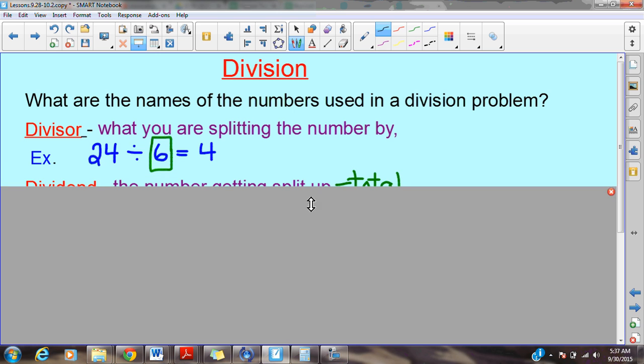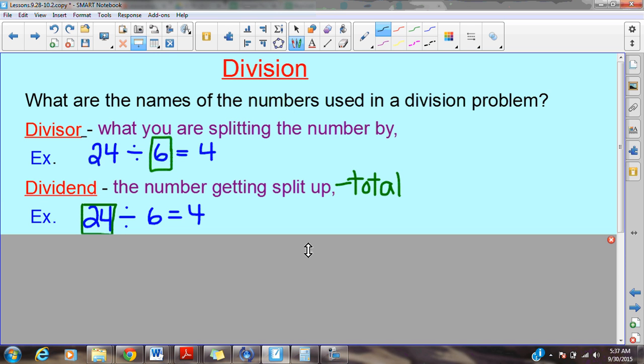The next thing we have is the dividend. The dividend is the number that's getting split up. It's the total, if you will. It's the largest number there. So in 24 divided by 6 equals 4, 24 would be the dividend.